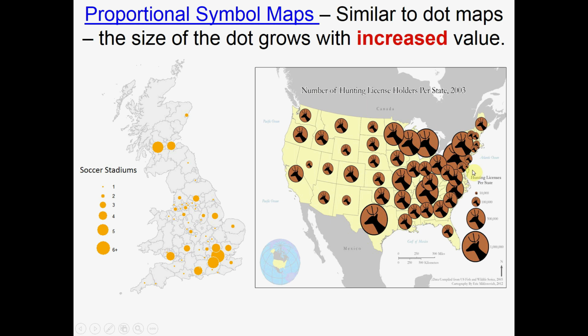To the right, we can see the same proportional symbol map with these deer heads, showing the number of hunting license holders per state in 2003 in the US. From this, one could ascertain that there's very few hunters in the state of Nevada, while there's many hunters in Minnesota, Wisconsin, and Texas, who are the largest of this, with over 1 million hunting license holders per state.